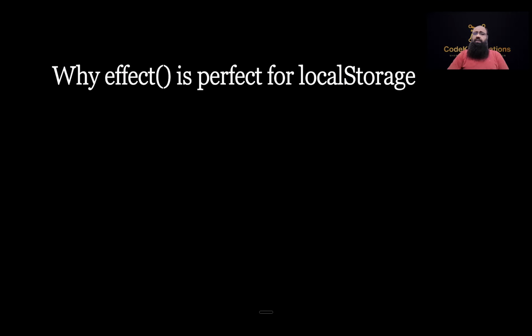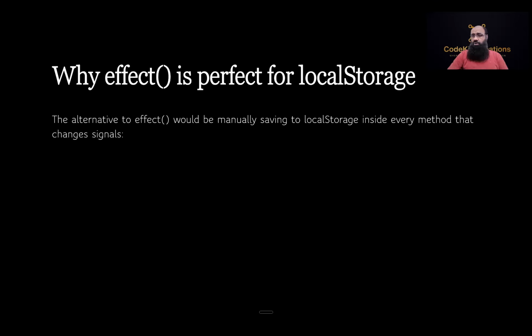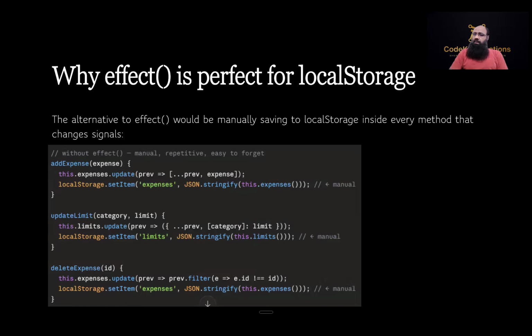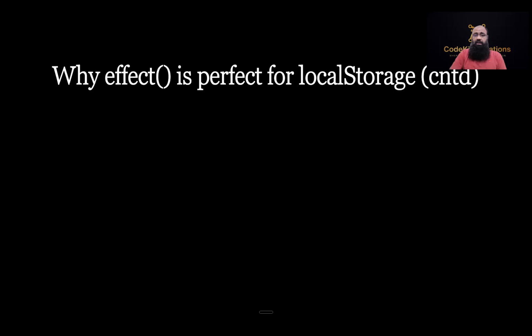So why is this effect perfect for local storage? This is the question we need to ask, because we can do it using any other method as well. There could be a method in case we do not want to use this effect. Let's say when we are adding an expense and updating the expenses, we can have a single line, localStorage.setItem. After this, again in the update flow, we can do that, and while deleting we can just use the same line again.